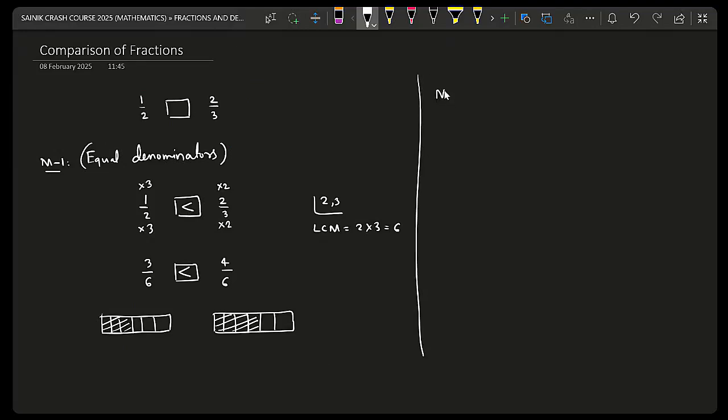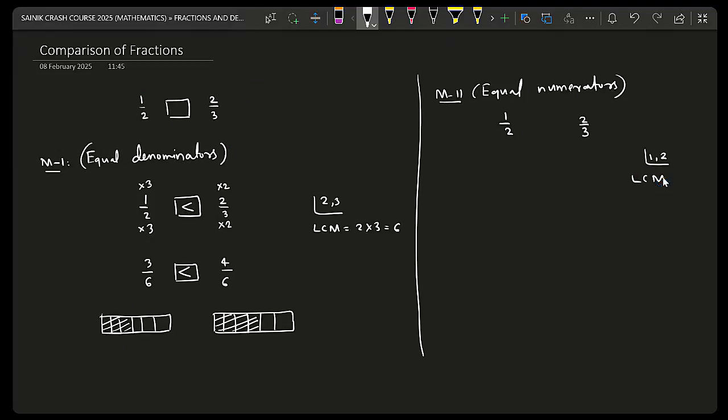Sometimes we do equal numerators also. Sometimes in the given fractions, finding LCM of numerators is easier than finding LCM of denominators. Then we go for finding LCM of numerators only. So what we do is 1 by 2 and 2 by 3. Again we are going to compare, but this time I am going to make numerators equal. So numerators are 1 and 2. 1 and 2 there are no common factors, so they are co-primes.